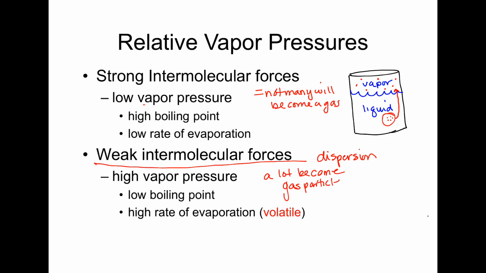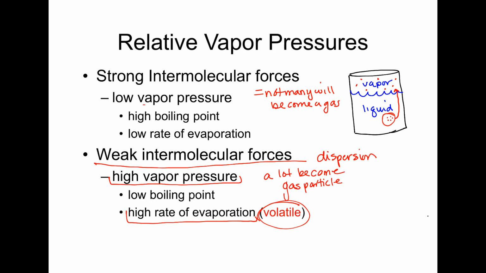So they become vapor, part of the vapor phase. And because that's true, a lot of them move into the vapor phase. There's a high vapor pressure. That means that they have a high rate of evaporation. And things that evaporate really easily, we call them volatile. I know the word volatile means like you think they're going to blow up or something, but in chemistry, the word volatile just means that it evaporates really easily.